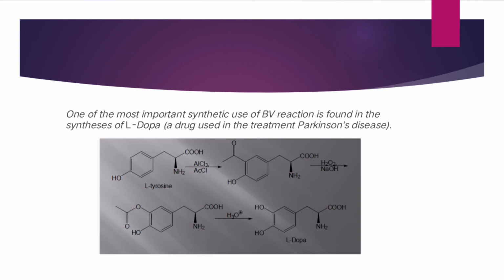One of the most important synthetic uses of the BV reaction is found in the synthesis of L-DOPA, which is a drug used in the treatment of Parkinson's disease.